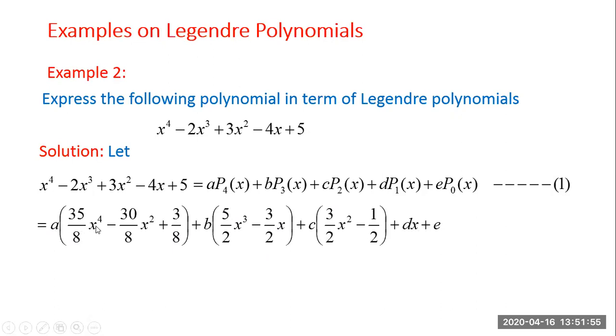The coefficient of x power 4 in the right hand side is 35a by 8. Here it is 1. The coefficient of x cube is b into 5 by 2, that is 5b by 2. Here it is minus 2. The coefficient of x square is minus 30 by 8 into a, that is minus 30a by 8, and we have one more x square term here, it is 3c by 2. On the left side, the coefficient of x square is 3. Like this, equate the coefficients of various powers of x.